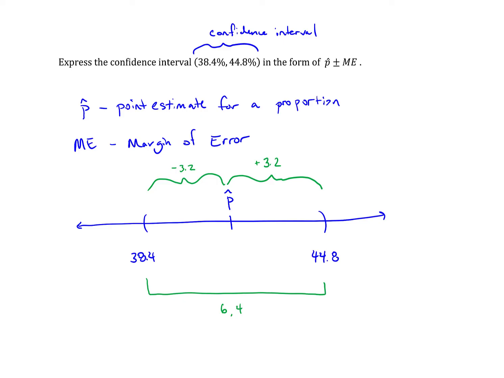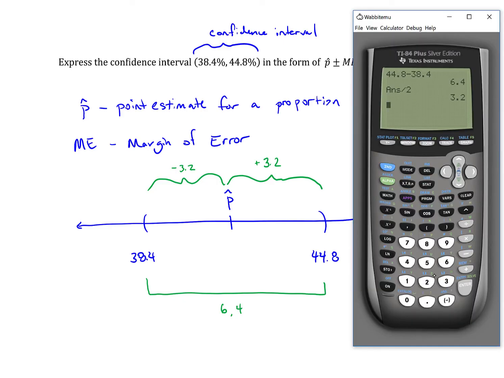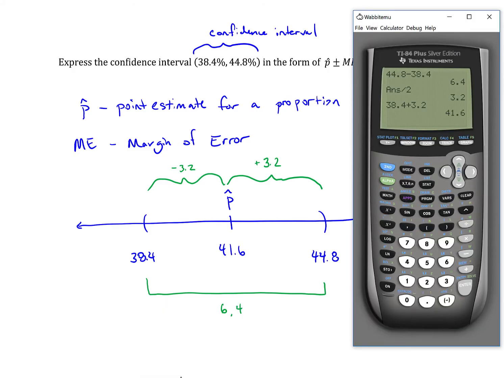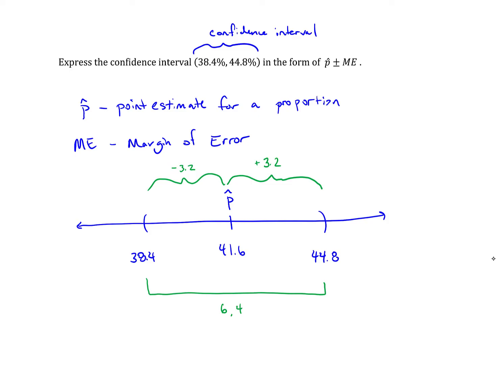I wouldn't use 3.2 because that's nowhere in between 38.4 and 44.8. To find the value in between, I could take the lower end point, 38.4, and add 3.2 to that. That takes me from this point over to this midpoint, which is 41.6. That's certainly not the only way you could determine that value. For instance, some of you may have discovered that you could take the average of those two endpoints, and that would absolutely work.